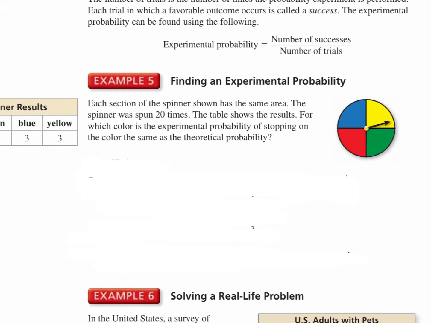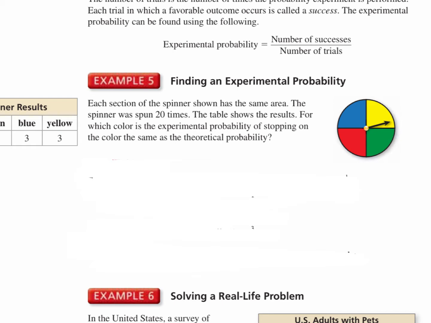So example 5: each section of the spinner shown has the same area. The spinner was spun 20 times. The table shows the results. For which color is the experimental probability of stopping on the color the same as the theoretical probability?